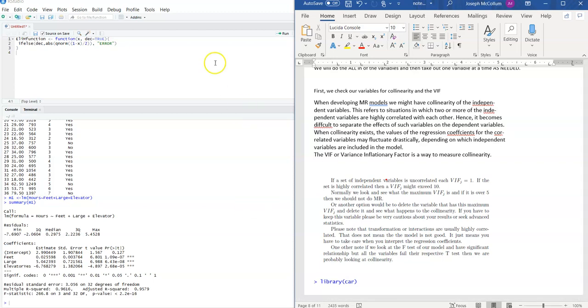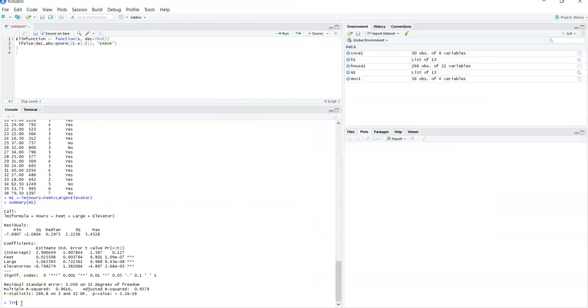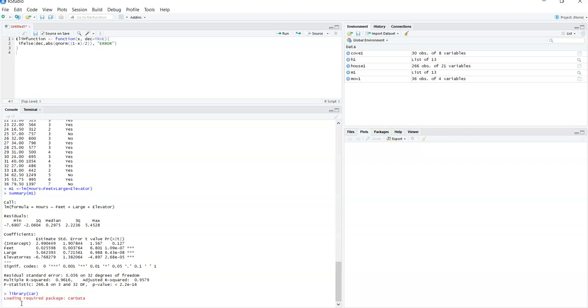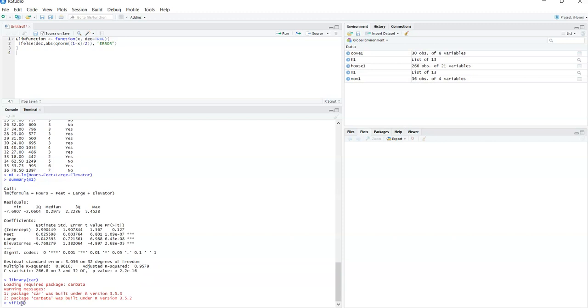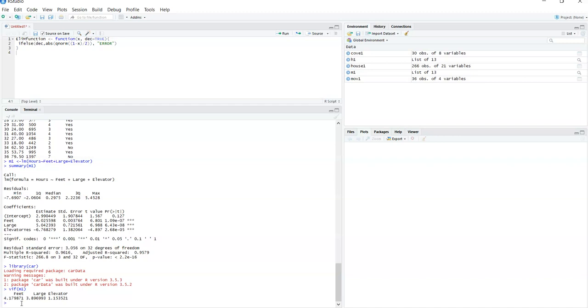So if I wanted to know the VIF of feet, I can run it simply by making sure I have the car library up and running, and using vif on the model, which is M1. You get these following VIF numbers. Notice they're all under 5, which tells me there is almost no collinearity, not really much of an interaction between feet, large, and elevator as variables.